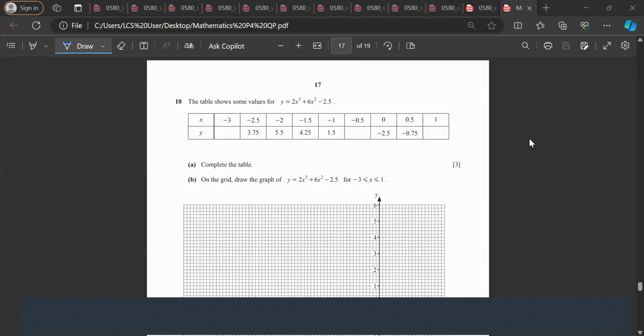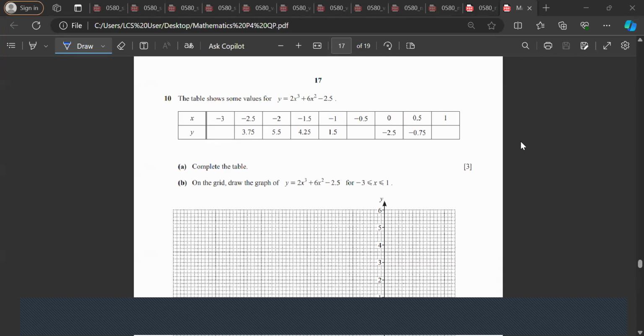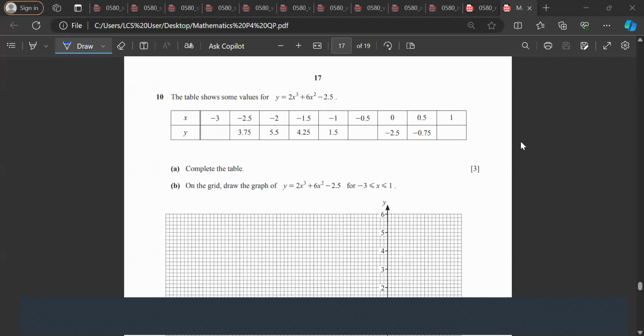Okay, for this question number 10, this is in February, March 2024. It's giving you a question and a table, and this table shows only 3 missing values. So complete the table. What should I do first?